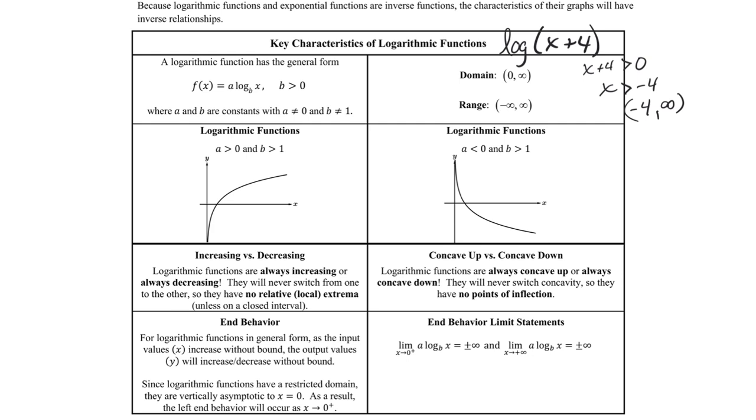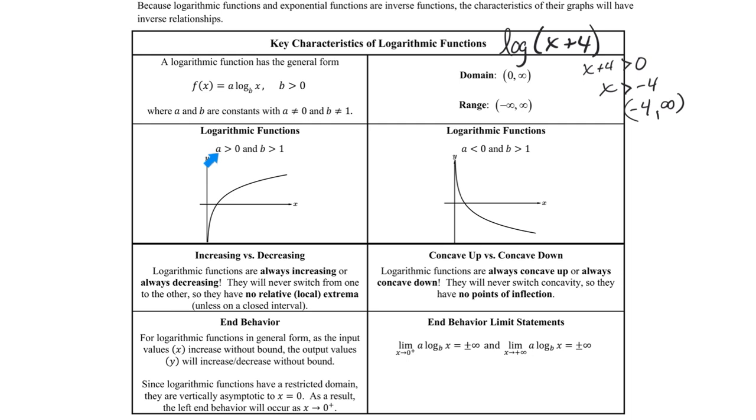Range for logarithmic functions is easy. It's always negative infinity to positive infinity. We used to be able to say all real numbers, but we got to get a little bit better at our communication. We are in a college level class, so we're going to write it in interval notation as negative infinity to positive infinity. Let's look at our first graph here on the left.